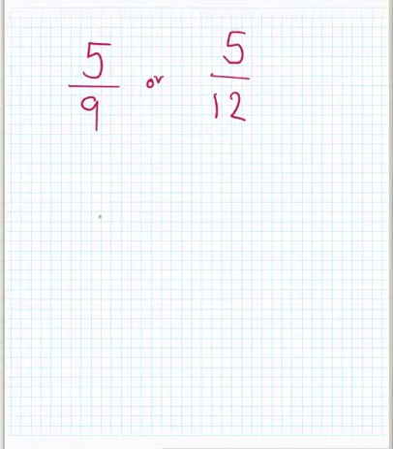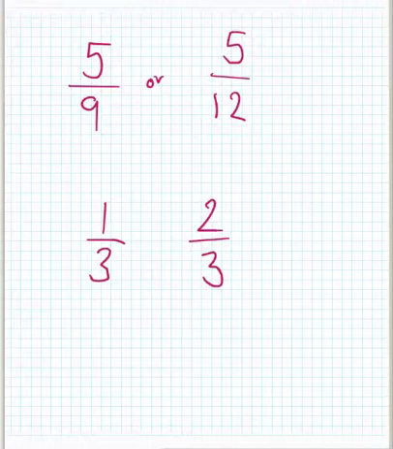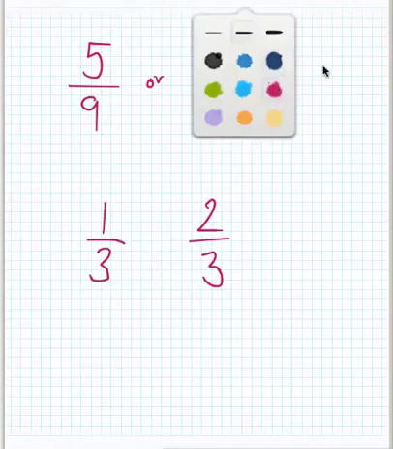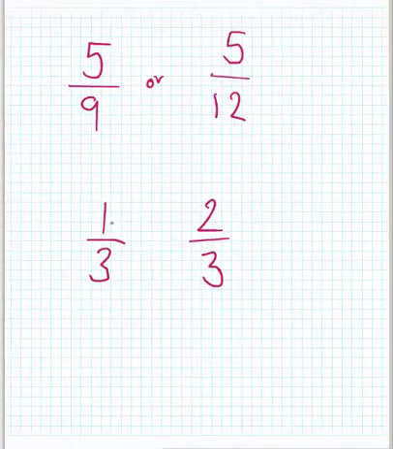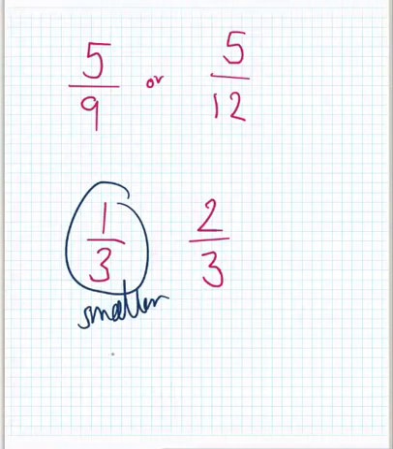So if I gave you a simple fraction, for example 1/3 and 2/3, because these fractions have the same denominator, we can clearly see which one's larger than the other. If I've got one piece out of 3 pieces and 2 pieces out of 3, I can see this one is smaller than this one here.